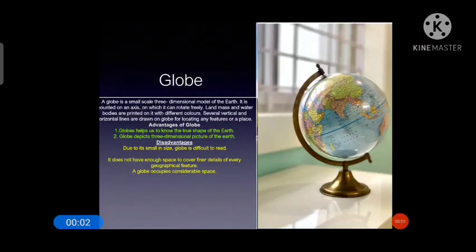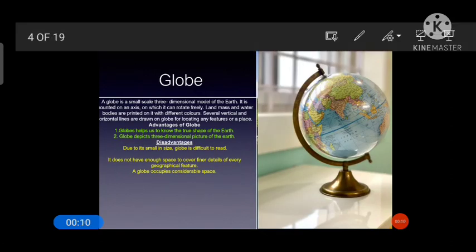Okay, now we'll discuss the disadvantages of a globe. Now, due to its small size, a globe is difficult to read. As I already mentioned, a globe is a small scale 3-dimensional model of the Earth. So the size of the globe is very small, and it is very obvious that the names of the continents or the names of the cities of a particular country cannot be shown in detail on a globe. So it is very difficult to read the details given on a globe.